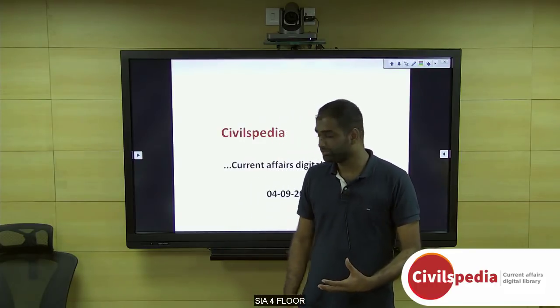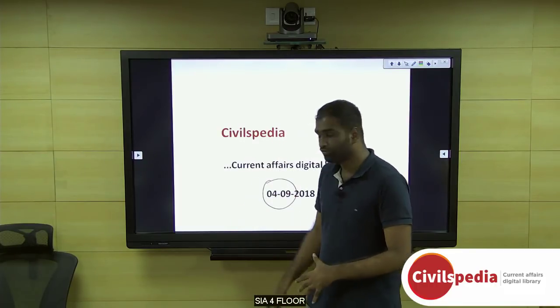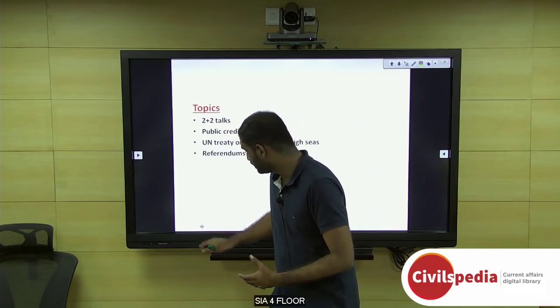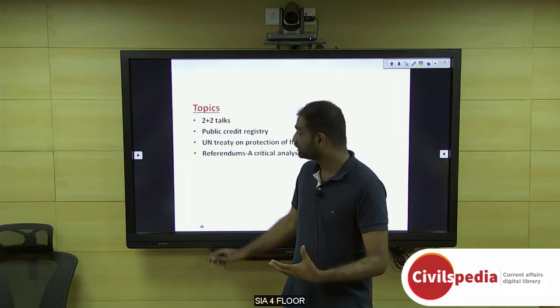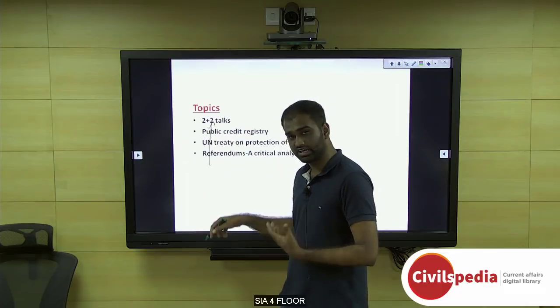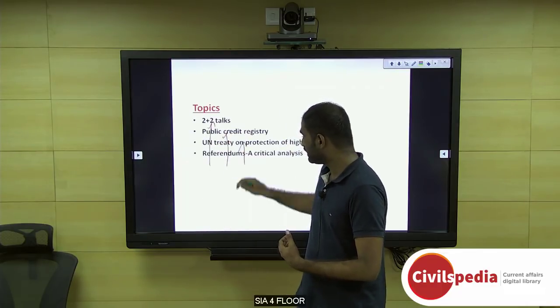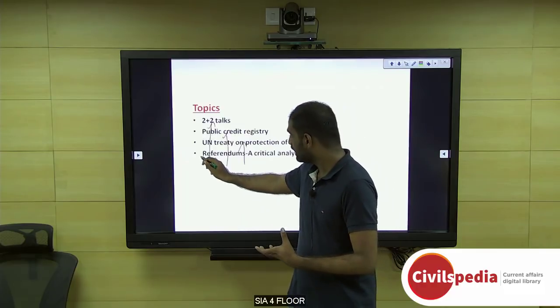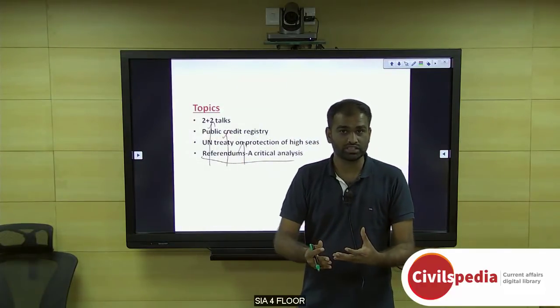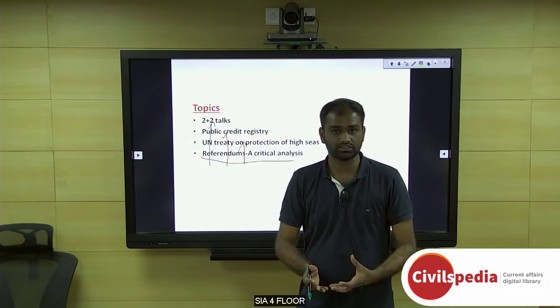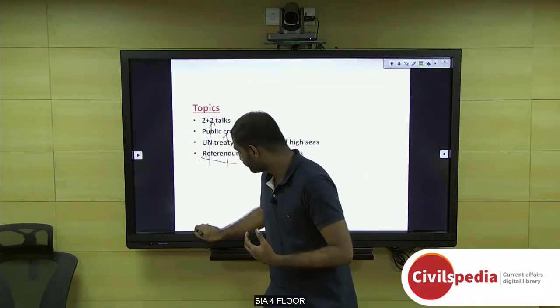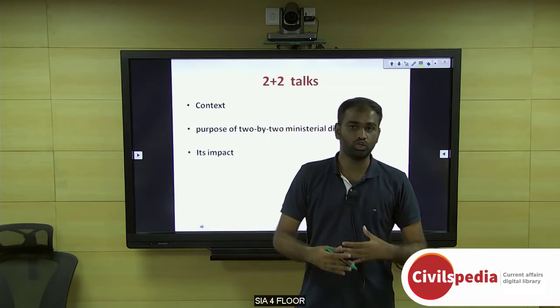As a part of today's Civilspedia, today we'll be looking at 4th September current affairs. In today's topic, we'll be looking at various topics like 2+2 talks between India and USA. Next, we'll look at public credit registry. And third, we'll look at UN Treaty on High Seas. And lastly, we will look at the instrument called referendum, and we will do a critical analysis of this said instrument, referendum. Coming to the first topic, 2+2 talks.